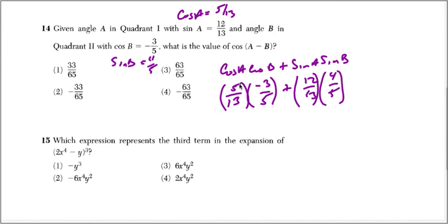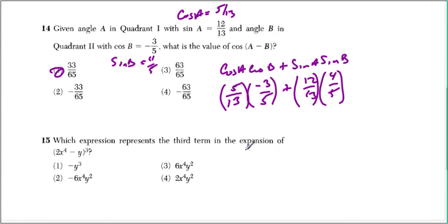Alright, 5 times negative 3 is negative 15. Plus 48 is going to be 33. Wow. Okay, so we end up with 33 out of 65.